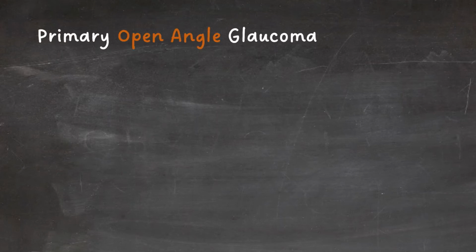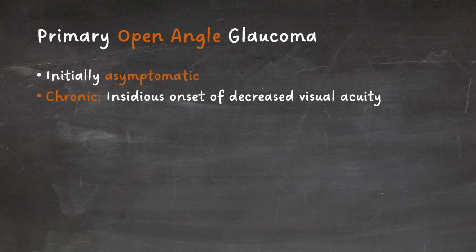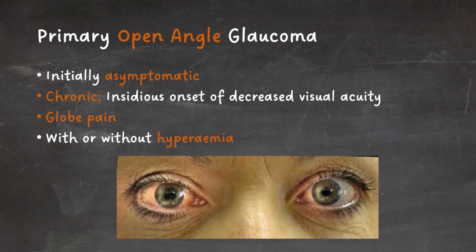This type of glaucoma is normally chronic and is rarely acute. The onset is insidious, initially asymptomatic with a gradual decline in vision that most patients would assume is age-related rather than pathologic. Patients may also experience globe pain and hyperemia, although both of these symptoms may not be present at all. So patients wouldn't typically notice the changes or the symptoms of glaucoma until the advanced stages of vision loss are already present.